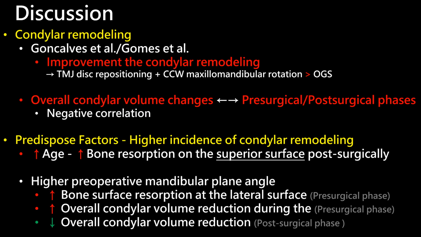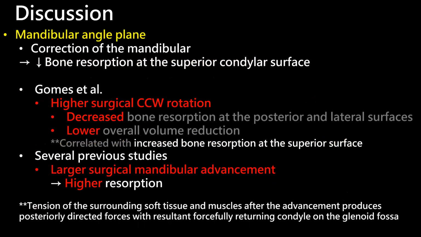So the older the age, the higher the bone resorption on the superior surface post-surgically. And a higher preoperative mandibular angle will increase the bone resorption on the surface and lateral surface, and the overall condyle volume reduction in the pre-surgical phase. However, it will decrease the overall condyle volume reduction in the post-surgical phase. The mandibular plane angle we use for correction of the mandible will decrease the bony resorption in the superior condyle surface.